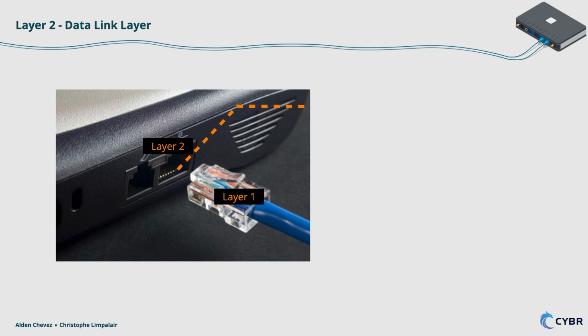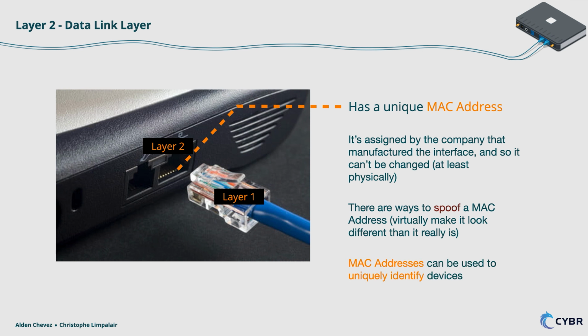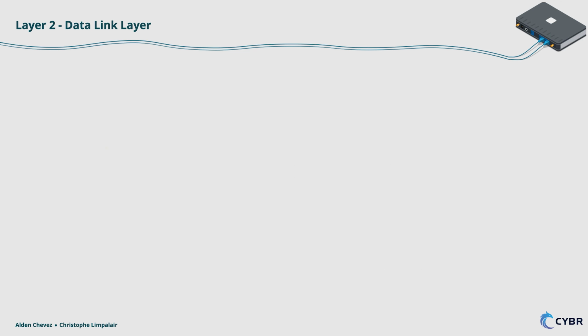Now, MAC addresses are uniquely assigned to these interfaces, whether wired or wireless, by the company that manufactures the interfaces, and therefore they cannot be physically changed. There are some methods to spoof the MAC address, meaning to make it look virtually different than it really is, but we won't cover that in this course. But even if you spoof a MAC address, the burned-in or physical address still does not change. So MAC addresses can be used to uniquely identify a device. And since a different MAC address is assigned to each interface, you can identify a device by its MAC address even if the device is in a completely different network. And that's part of what makes MAC addresses so important.